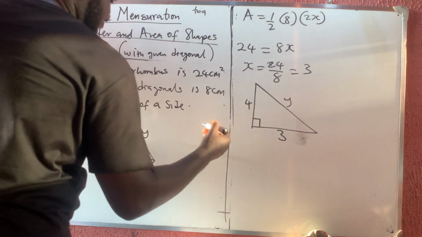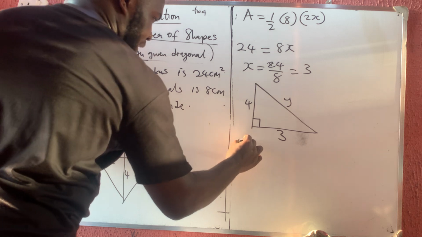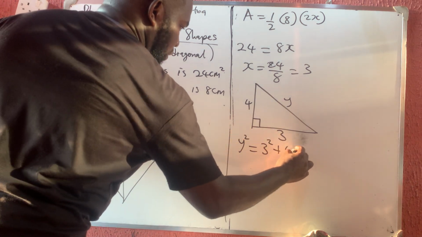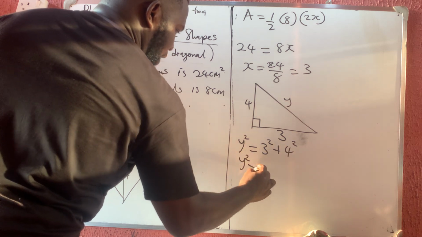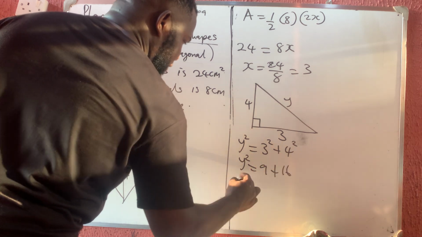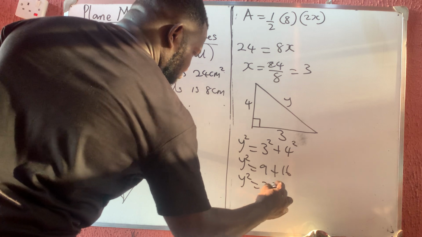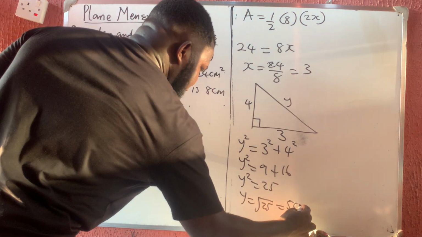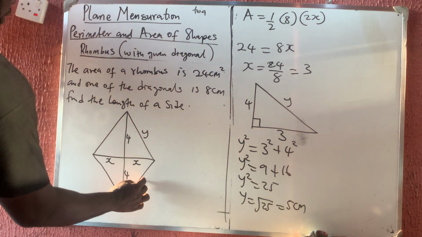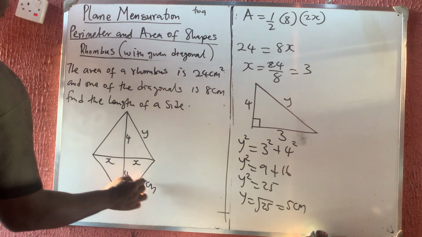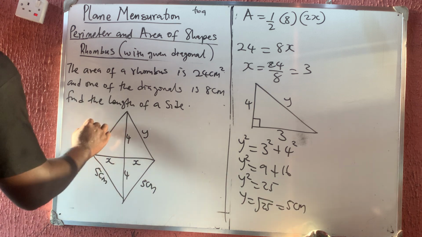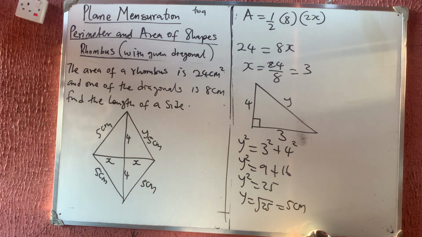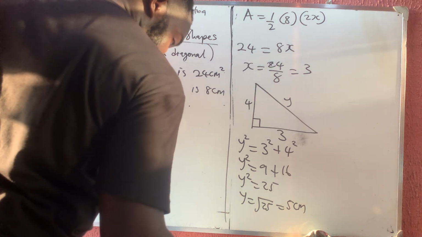So we have Pythagoras theorem, y squared is equal to what? 3 squared plus 4 squared. So therefore, y squared is equal to 9 plus 16. So y squared is equal to what? 25. So y will now be the square root of 25, which is 5 cm. So the sides are all 5 cm. So that is that for that. The answer is just 5 cm.